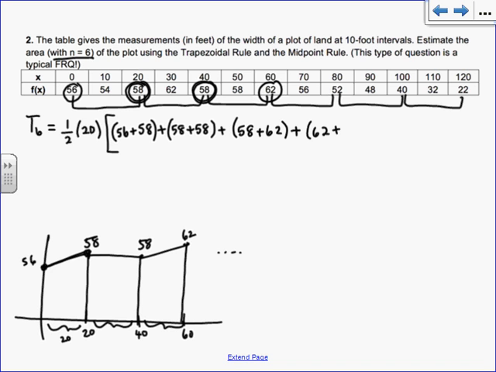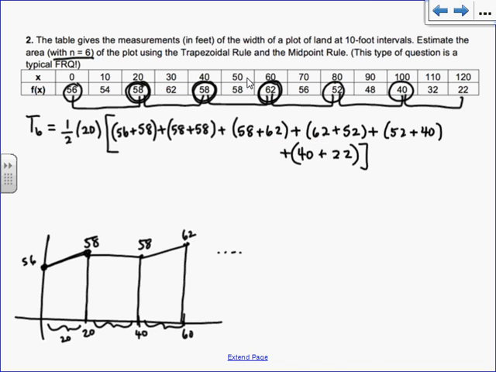And then B1 plus B2, right? B1, B2, B1 plus B2, and then the last one, 40 plus 22. All right, so you can see where the 2 times f of whatever is coming from in the formula. It's because, for instance, we had 2 62s, we had 2 52s, and so on.